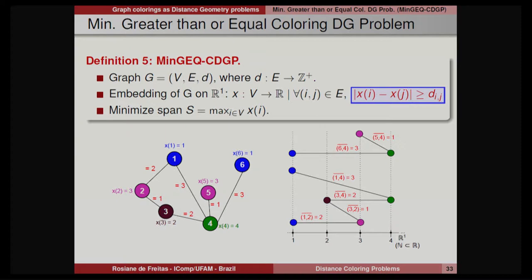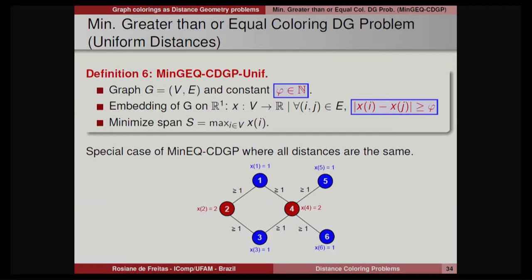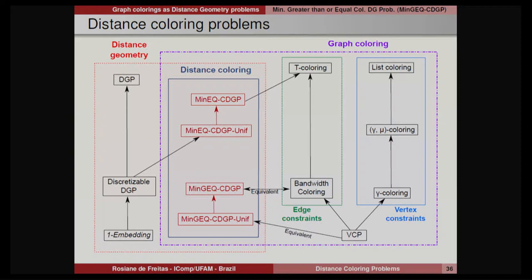But this is our distance geometry model. And I will also give an integer programming formulation later. In the same way, we have the case with uniform values. And our hierarchy of distance coloring problems is here. Adjacency constraints with equality and uniform values is equivalent to VCP. For arbitrary values, it is equivalent to the bandwidth and Shannon assignment problem. And here, the better is put here.